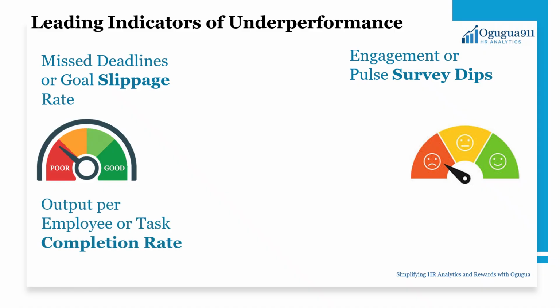Next, compare your productivity over time. Check your output per employee or your task completion rates, because a steady drop in output per employee is usually an early signal. The next is to review your manager's feedback patterns.